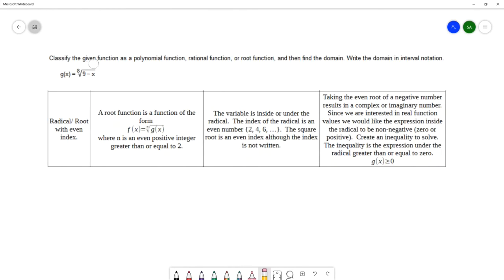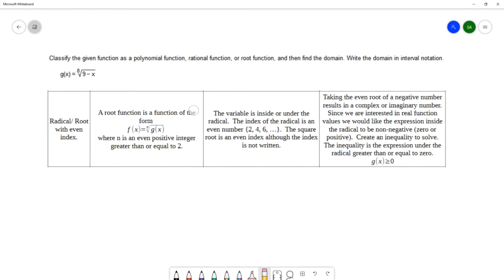We want to classify the given function as a polynomial function, a rational function, or a root function, and then find its domain. Write the domain in interval notation. The function we're working with is g of x equals the 8th root of 9 minus x. So I don't know if that makes the classification of the function obvious, but we have the 8th root, and that's going to make this a root function. Now, more specifically, we want to pay attention to the index of the root, because the index classifies it even further, and we find the domain differently when we have an even index versus an odd index. So 8 is an even number, and so we have a root function with an even index.